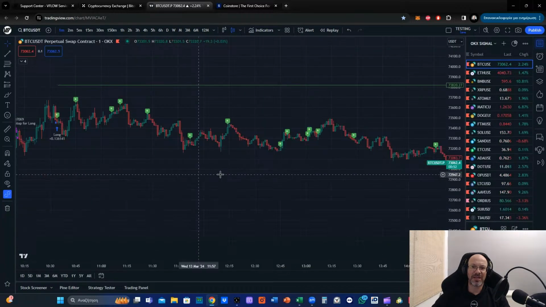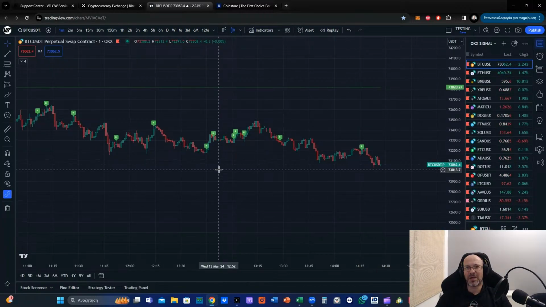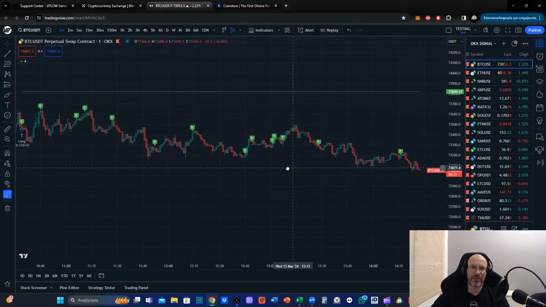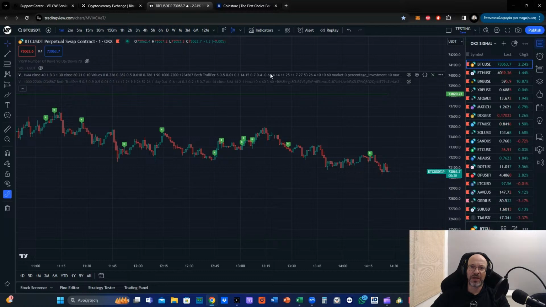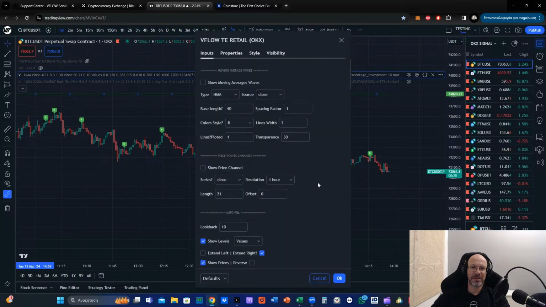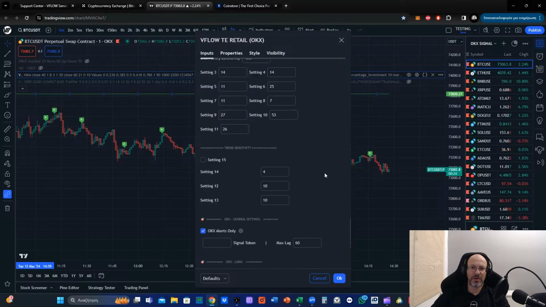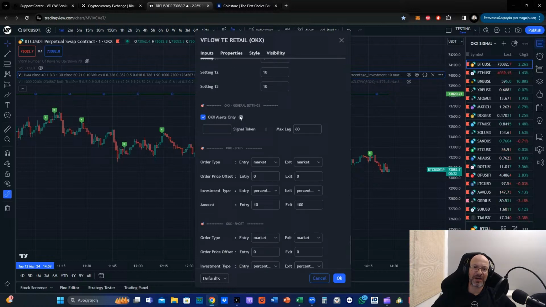Now, once you are set, you have two options. Either you can use the OKX version. So if you are an OKX trader, you can use it directly to connect it with your TradingView profile. I'm going to show you exactly how to do it right now. So if you go here and you open the settings, you can scroll down at the bottom of the dashboard, where here you are going to see OKX alerts only.